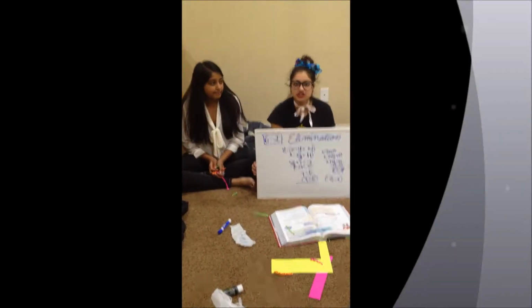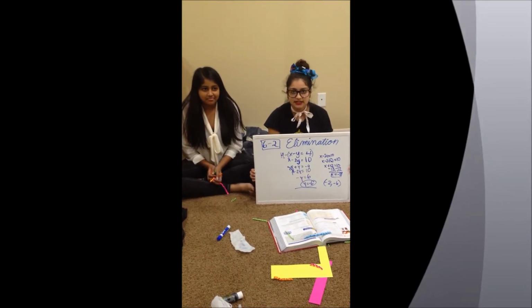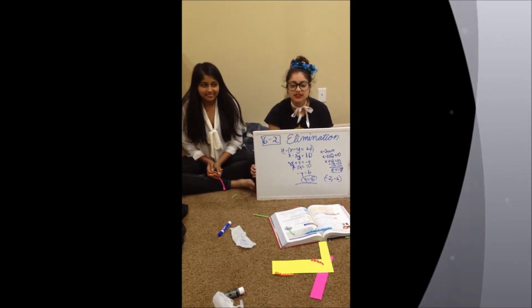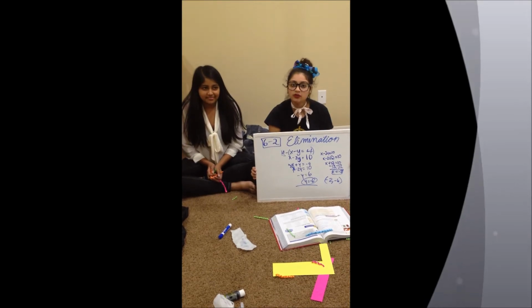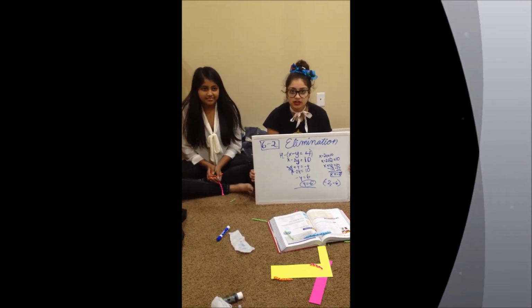Repeat. 6-2 is substitution. 6-3 is elimination. I hope you fellow little children got that down because your chapter 6 test is coming up. Goodbye.